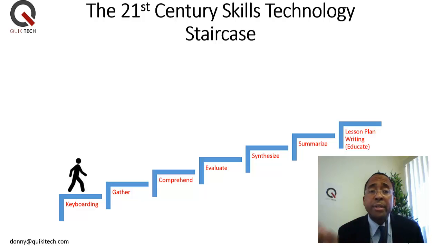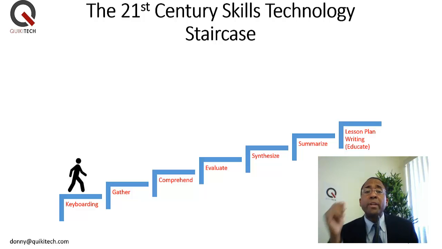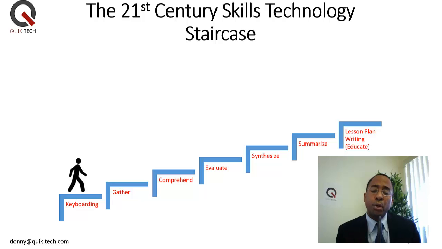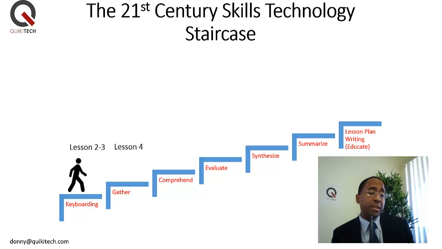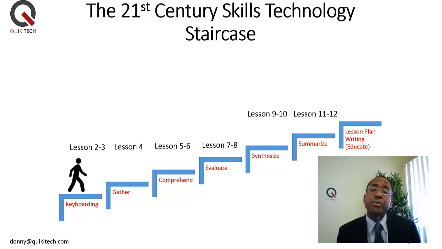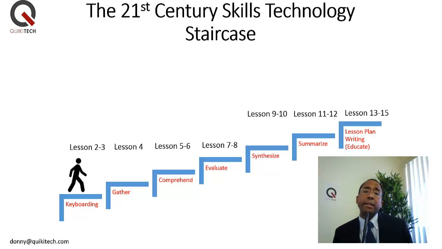If you get nothing else out of this overview, I'd like for you to memorize this particular graphic. I call this the 21st Century Technology Skills Staircase. So basically, the title of the different lessons are under each step. You'll see the little man at the left. He starts at keyboarding and then goes to gathering, which will be lesson 4. Then comprehending, lesson 5 and 6. Evaluating, lesson 7 and 8. Synthesizing, summarizing, and then lesson plan writing.